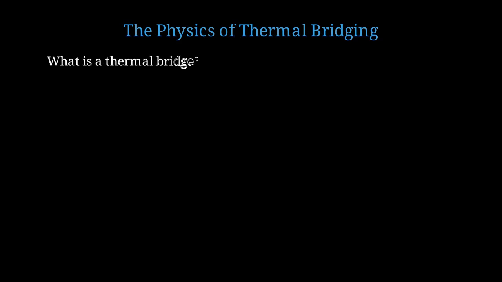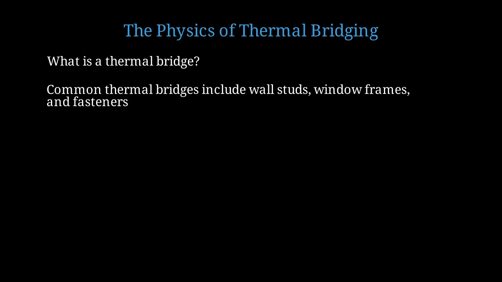What is a thermal bridge? A thermal bridge is a localized area with higher thermal conductivity than the surrounding insulation, creating a preferential pathway for heat flow. Common thermal bridges include wall studs, window frames, and fasteners that penetrate the insulation. These can reduce overall wall R value by 20 to 30%. The effective R value is less than the insulation R value due to these bridges.